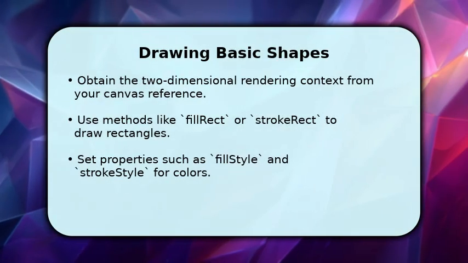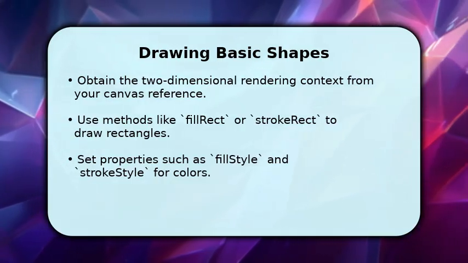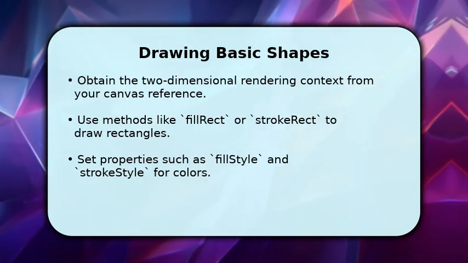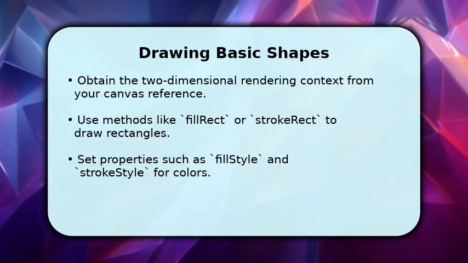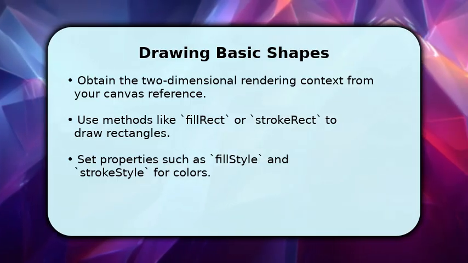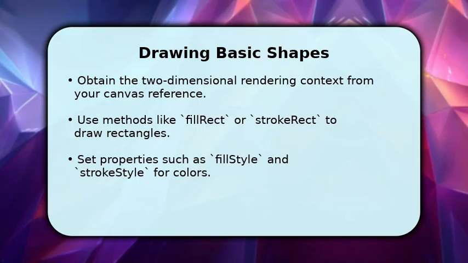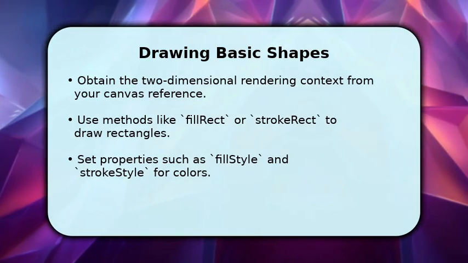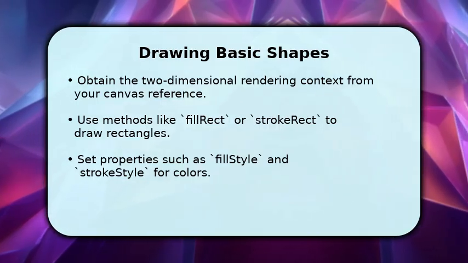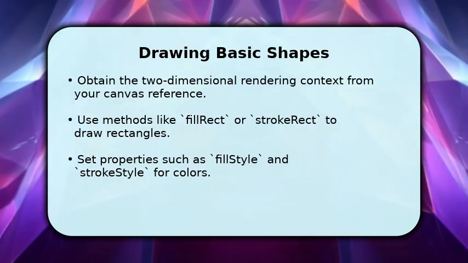Once your canvas is set up, the next step is to draw. You'll first obtain the two-dimensional rendering context using canvasRef.current.getContext('2d'). With this context, you can draw various shapes. For instance, fillRect(10, 10, 150, 100) draws a filled rectangle. You can also set fillStyle to change its color, perhaps to red, before drawing. Similarly, beginPath and arc allow you to draw circles, providing a versatile drawing surface.